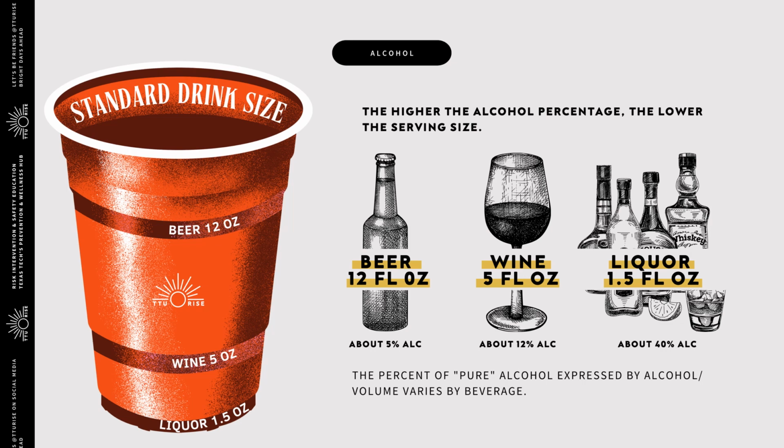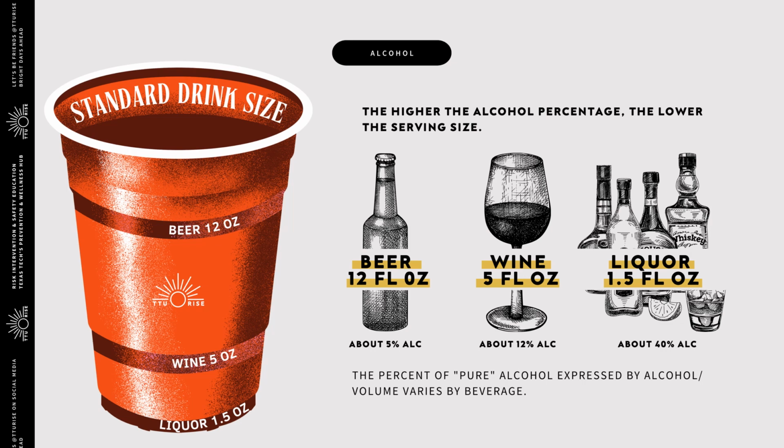A couple of things here that we really need to get into before we can assess alcohol consumption overall is a standard drink size for each type of alcohol. As you can see on the screen, there are different levels using a red Solo cup as a depiction. The very bottom line is liquor, the next one up is wine, and the next one up is beer. These standard serving sizes are going to be based on the amount of alcohol content per container, per drink. So the higher the alcohol percentage, the lower the standard serving size is going to be.